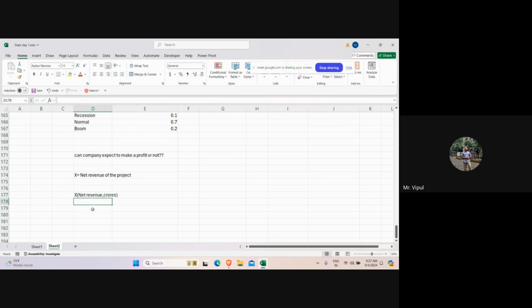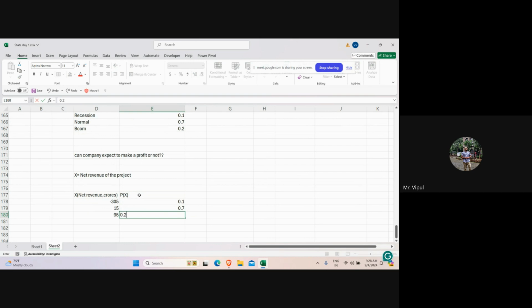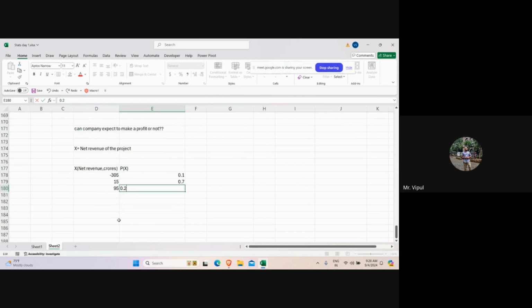So we have minus 305, plus 15, plus 95. And on the y-axis, you have the probability of x. So it is 0.1, 0.7, 0.2. Now you finally have a probability distribution for x.